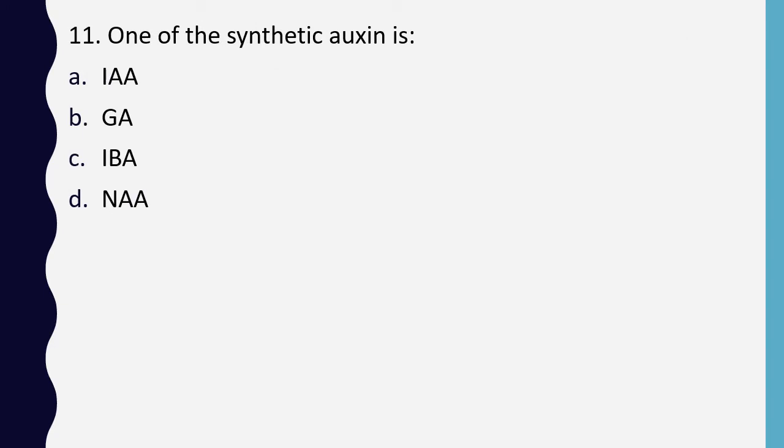Question number 11. One of the synthetic auxins is IAA, GA, IBA, NAA. Synthetic auxin. Correct answer is option D, NAA or naphthalene acetic acid. It is a synthetic auxin.